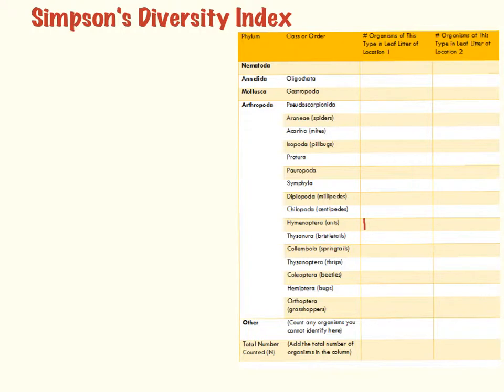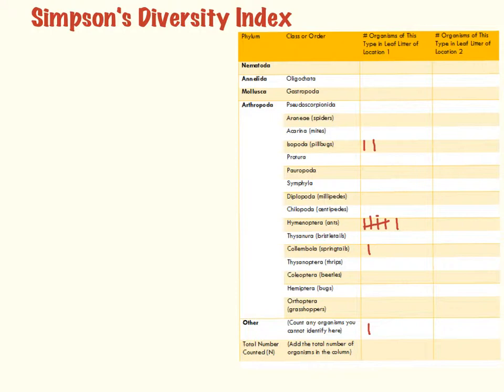So if I see an ant, and then another ant, and then a pill bug, and then maybe I see something and I've got no clue what it is, so I'd put it down there. And I'd just keep tallying up what I see until I've gone entirely through my leaf litter sample. And you'll probably see more than this, but this is enough to give us an example.